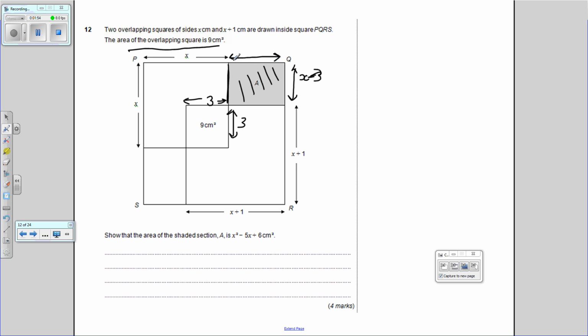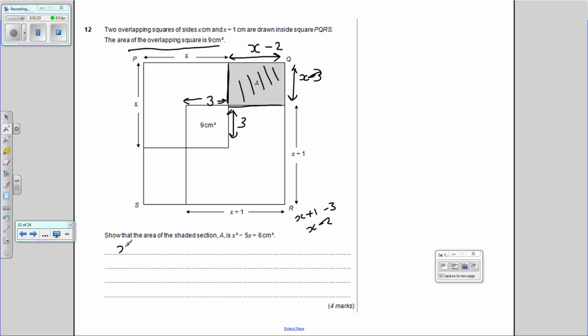Similarly, we'll do that here. The length of this whole line here is x plus 1. But then we're going to take off 3 so that we just get this bit. So all of this is x plus 1, subtract 3. Well, if you've got x plus 1 and you subtract 3, that's the same as x minus 2, just to keep things simple. So this is x minus 2. And then it's pretty easy from there.